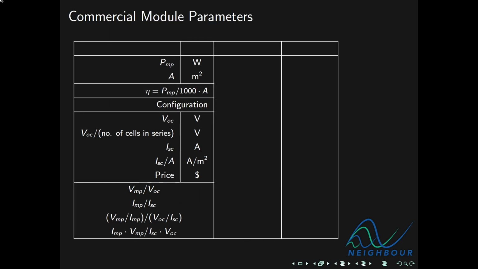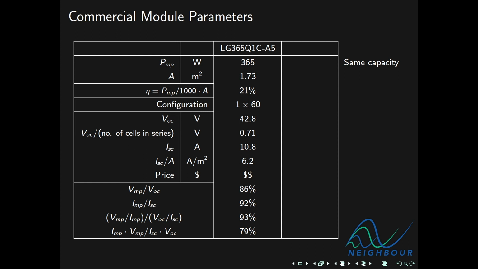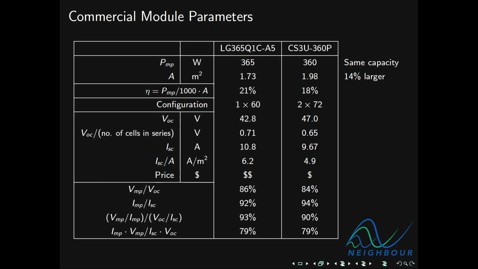So for our final slide, we'll compare two commercial solar modules to check some of the assumptions that I have made during this video. The first module that we'll bring out is by LG. It has a rating of 365 watts, but it's only packaged in a 60 cell module. So it has super high efficiency of 21%. We're going to compare it with a module from Canadian Solar that pretty much has the same capacity, slightly less, but it's 14% larger. This one is in a 72 cell module. It's actually a split 72 cell module. It's 14% larger or 14% less efficient, however you want to look at it. It has 20% more cells in series.